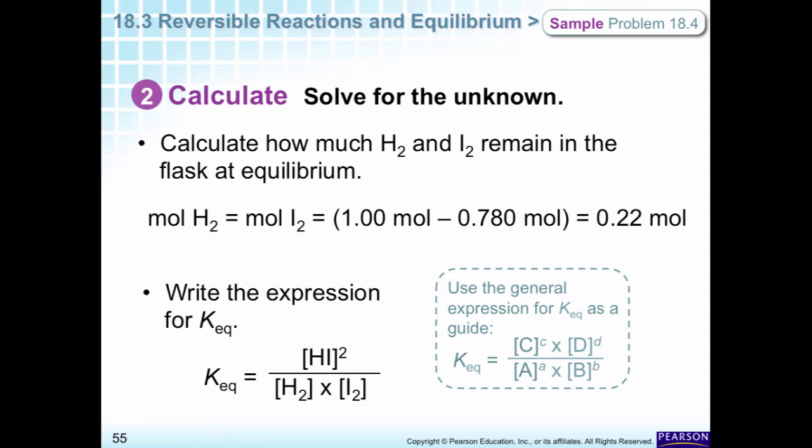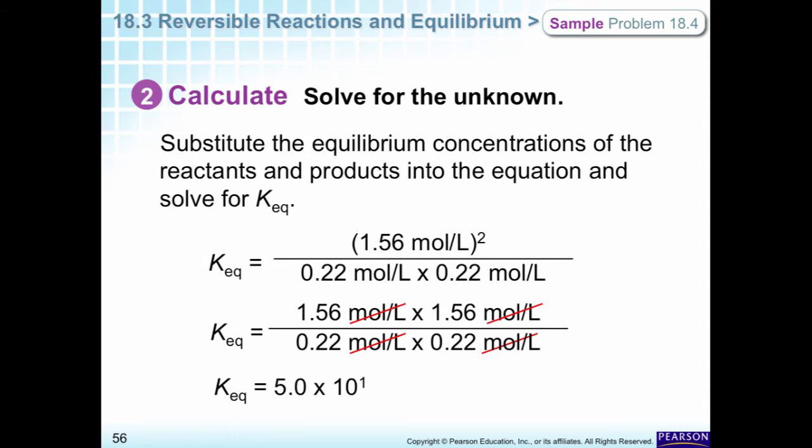So we write the equation and we substitute in the values we just had. We have 1.56 moles per liter of our product, and we have 0.22 moles per liter of each of our reactants left. We cross out our moles per liter, and we end up getting 5 times 10 to the 1, or 50. So there should still be some of each, but it's on the higher end there.